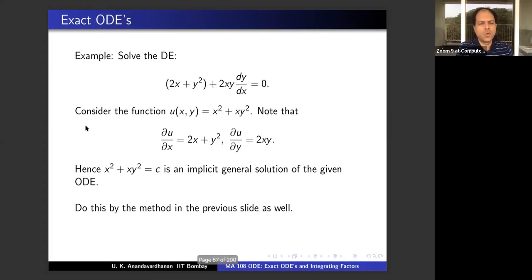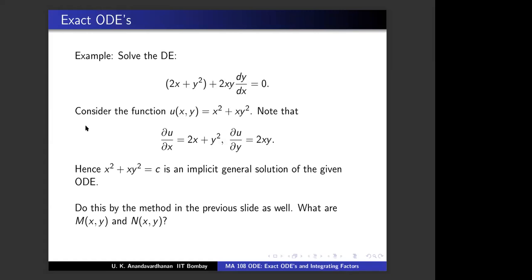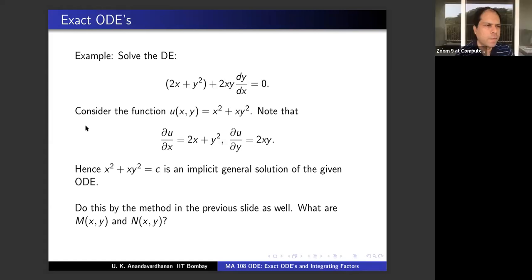Suppose you want to do this by the method that we have done. Even implicitly, that's what you might have done unknowingly. But suppose formally you want to do the method. How do you do this? Can someone tell me what is m and what is n? M is 2x plus y square. n is 2xy. And what is our first step?